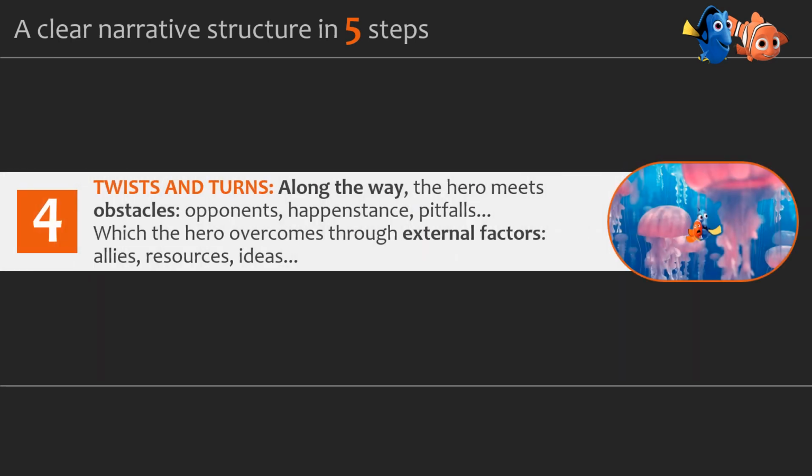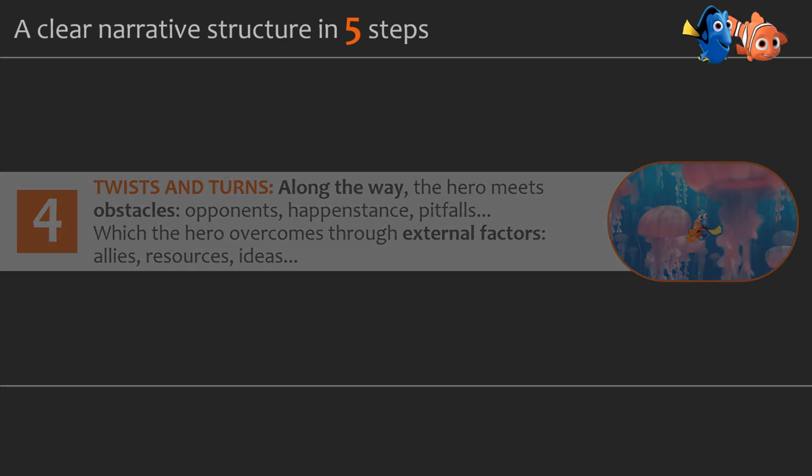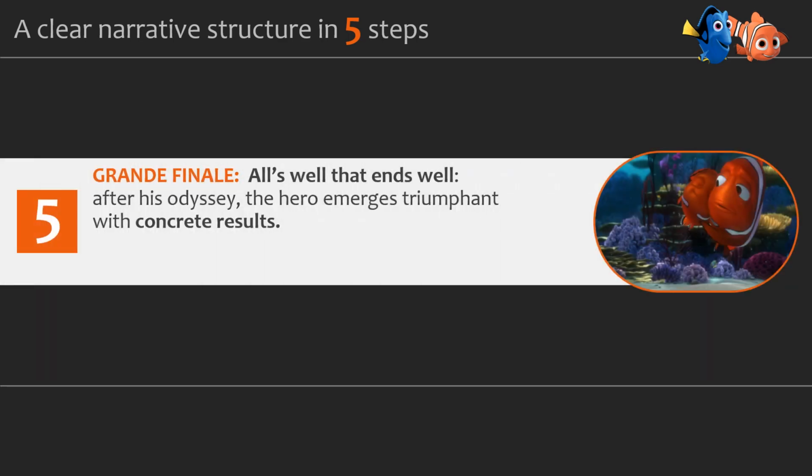Along the way, he meets obstacles, sharks, currents, jellyfish, which he manages to overcome through external factors. Dory, the turtles, the whale. All's well that ends well. After his odyssey, the hero emerges triumphant with concrete results. Marlin and Nemo are reunited.